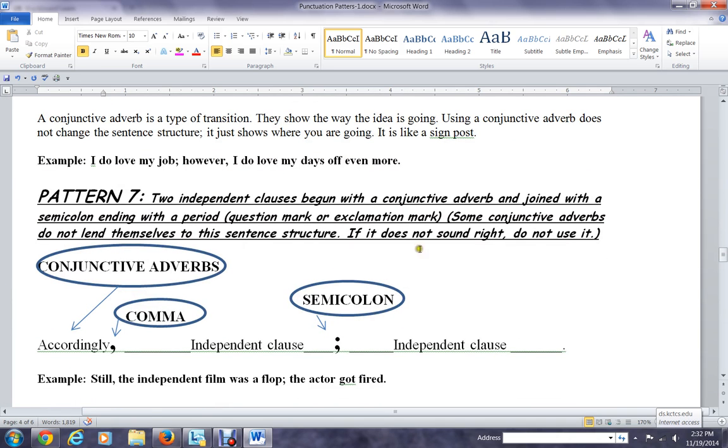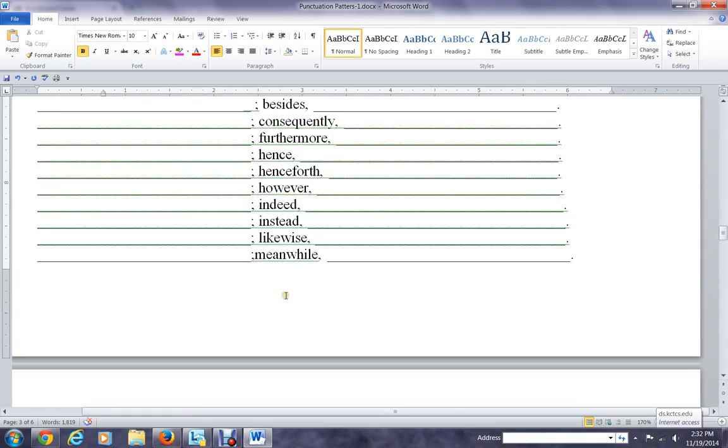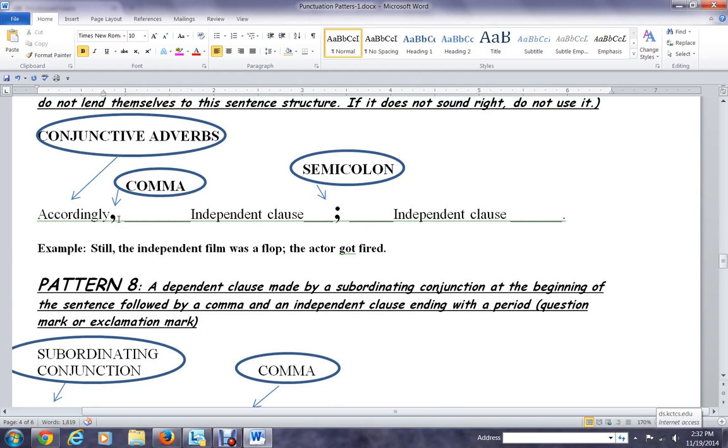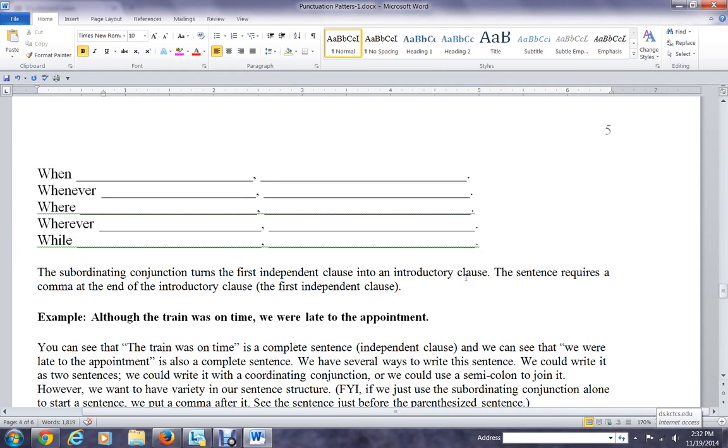If you start with a conjunctive adverb, go right back up to this list. You begin it, you say accordingly, comma, then your independent clause, semicolon, independent clause. You have a subordinate conjunction, after, and then you have a comma. Let's see an example here.